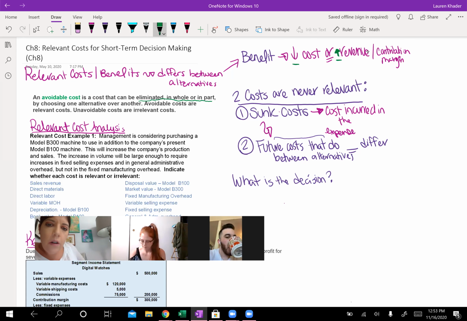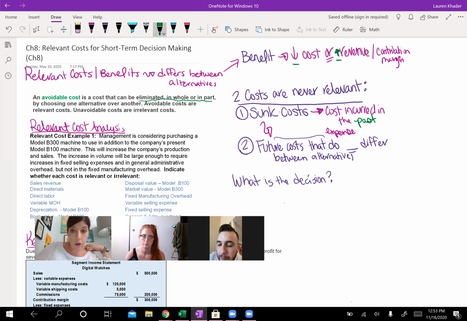There are two costs that are never relevant to a decision. Sunk costs are costs that have been incurred in the past. You already spent the money. It's gone. And it doesn't and it shouldn't impact your decision at hand. You incurred it in the past, doesn't matter going forward.